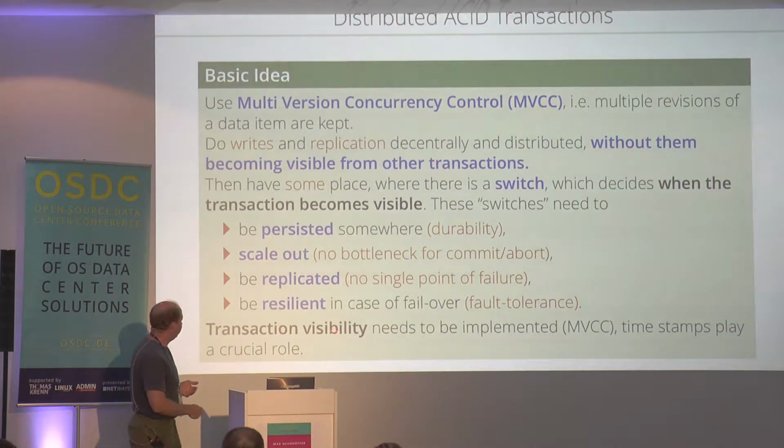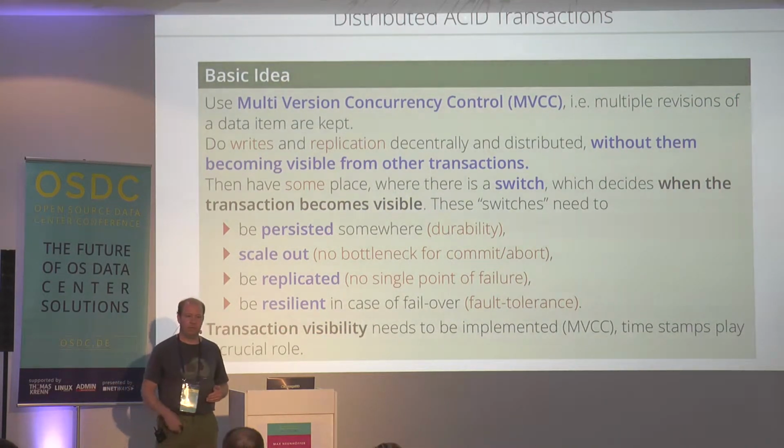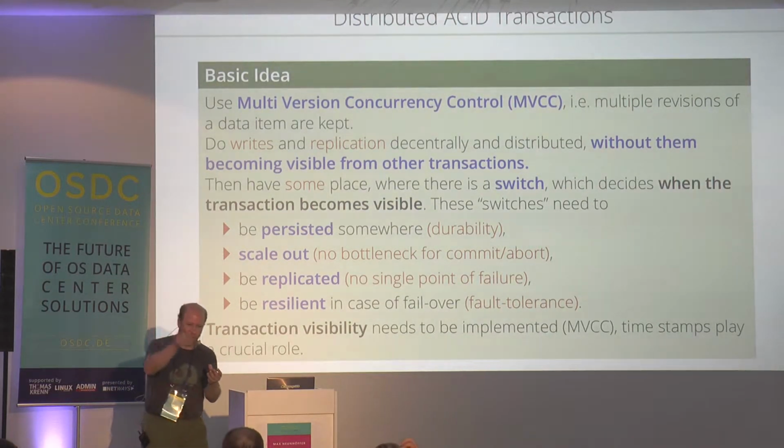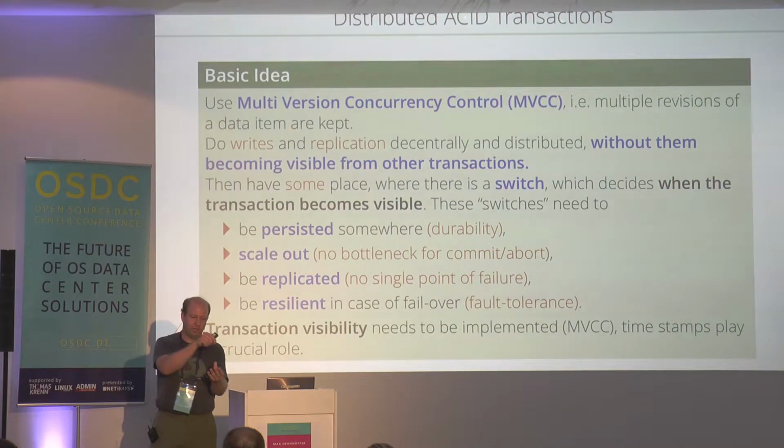And then, of course, you have to implement transaction visibility based on these switches. So whenever you want to see a piece of data, well, there are different versions available. You have to consider all the switches associated with the transactions which wrote these pieces of data, and you have to decide which particular version actually is visible.